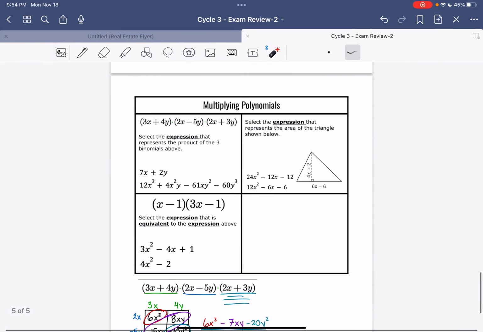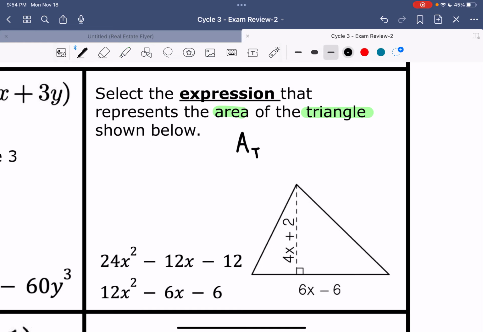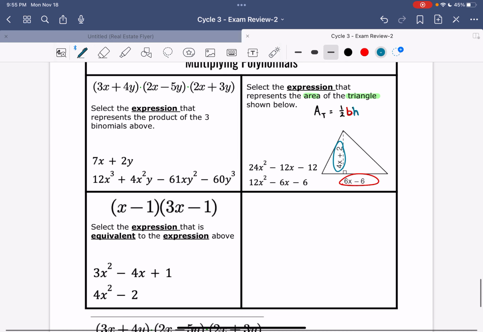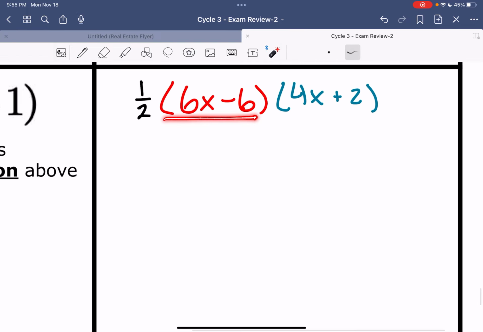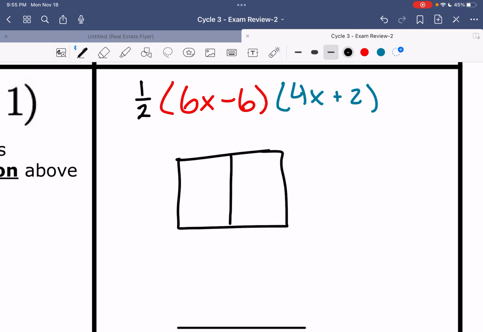The next one says, select the expression that represents the area of the triangle. Okay, we need to know that area of a triangle equals 1/2 base times height. There's our base. There's our height. I'm going to use this space under it to solve it, but my area equals 1/2 base 6x minus 6 times height, which is 4x plus 2. Right here I should see that I am multiplying 2 polynomials. So I'm going to go ahead and use a 2 by 2 box to multiply my 6x minus 6 times 4x plus 2.